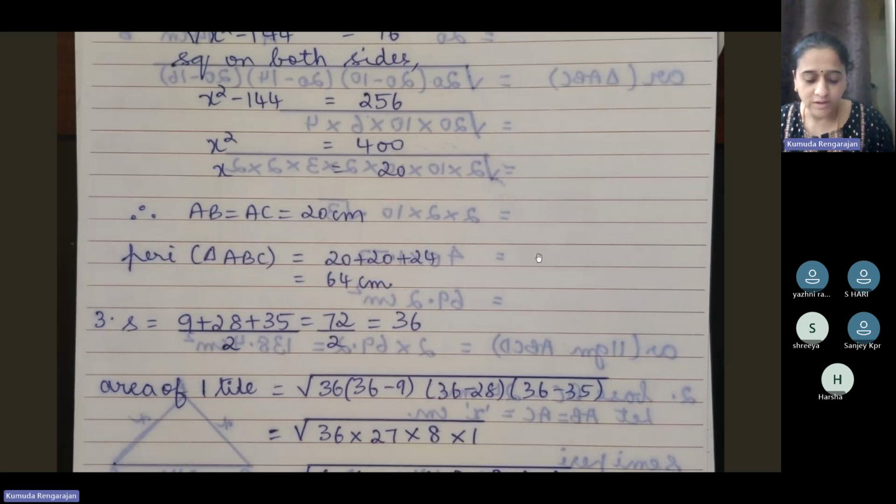A floral design on the floor is made using triangular tiles of dimensions 9 centimeters, 28 centimeters, and 35 centimeters. If 16 tiles are used to make the floral design, find the cost of polishing it at 2 rupees 50 paise per centimeter square. All right. So what is this floral design? It's a flower-like design.